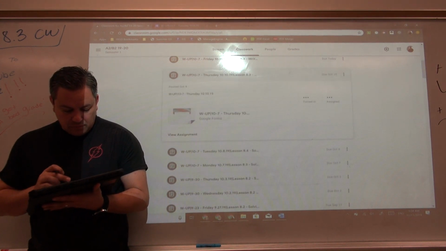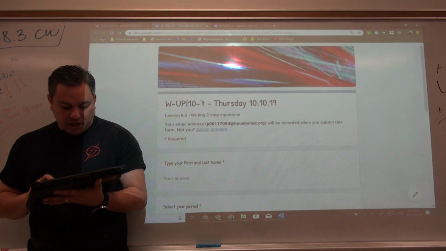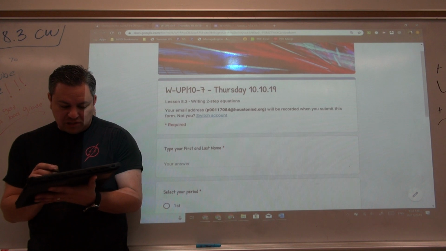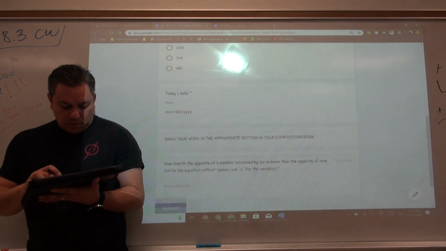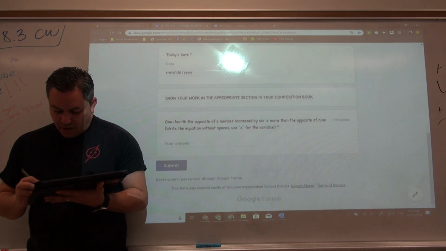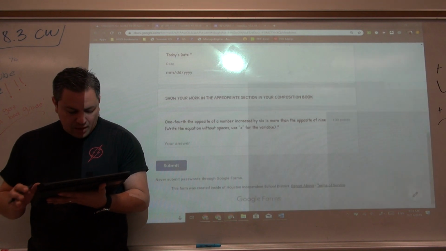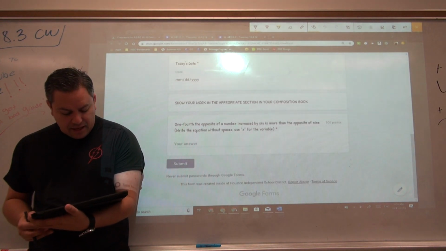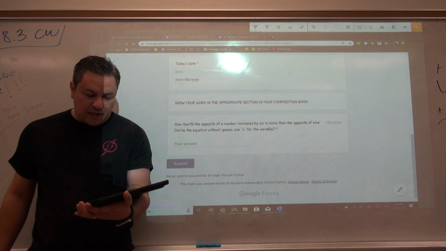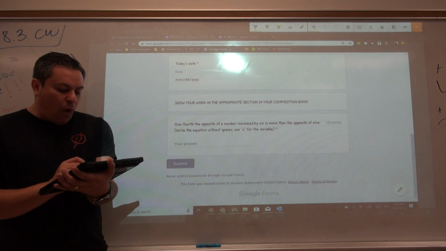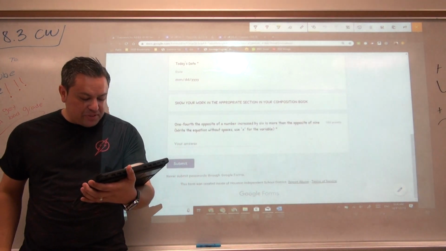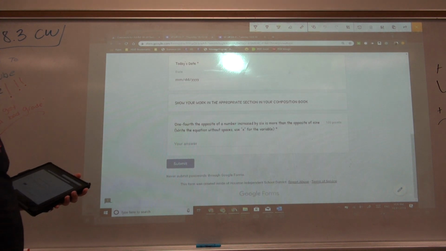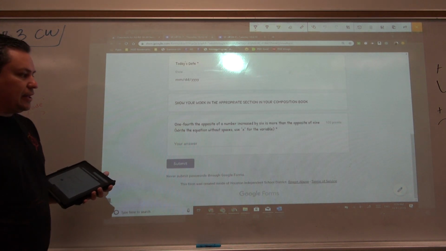Thursday. This is another inequality question, and you can see that on the top, right here. Writing two-step inequalities. So, this is Thursday. Let's see what we have. It says, we have a word problem that we need to write as an equation or inequality in this case, right? It says 1/4 the opposite of a number increased by 6 is more than the opposite of 9.